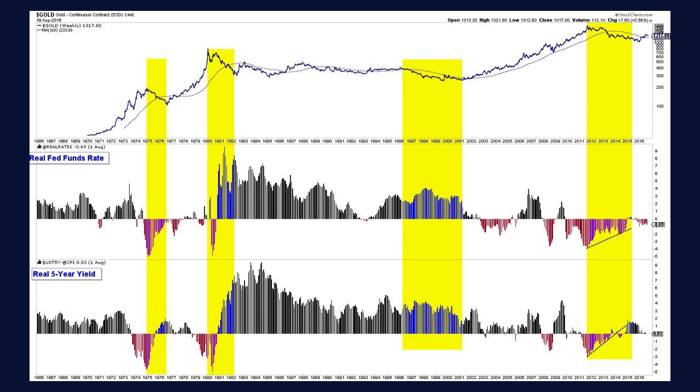And last comment on this particular chart, you can see the last 18 months or so that the real Fed funds rate in 2015 was slightly positive, but now it's down to, what is that, minus 0.6, something like that. And the real 5-year yield at one point in 2015 was nearly 2%. It's come all the way down to basically zero. So that's been the driving force of the new bull market in gold.